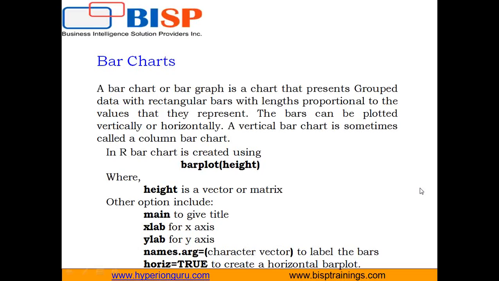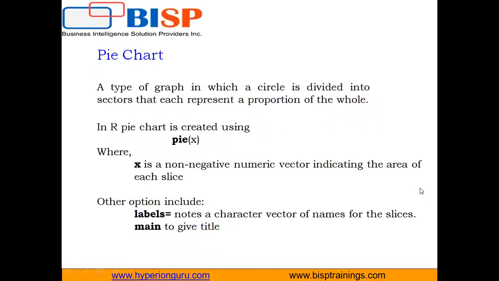Now the next one is the pie chart. So what is a pie chart? A pie chart is a chart in a circular form, and it stores the data in sectors. In R, you can create a pie chart using the pie command. It takes one argument, x, for the distribution of sectors, and among the other arguments, you can give labels for the naming of the sectors, and main to give the title.